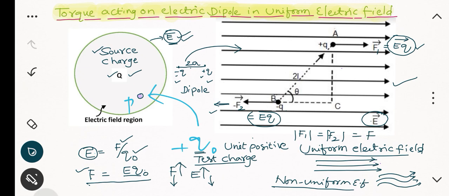Now we have to calculate the torque acting on electric dipole. When two equal and opposite forces are acting on a system, then there exists a torque. Let us say this is a system and there exist two forces acting in opposite direction, then this system will rotate.